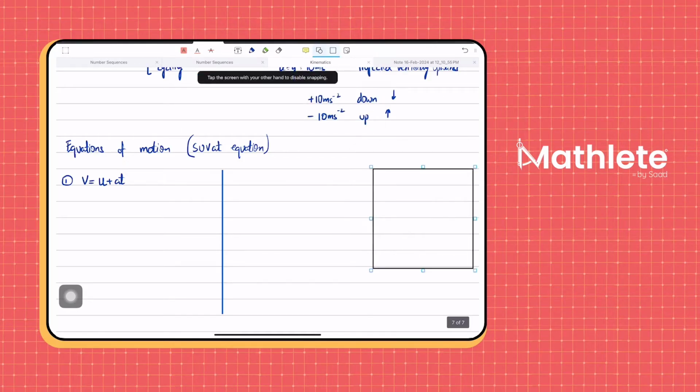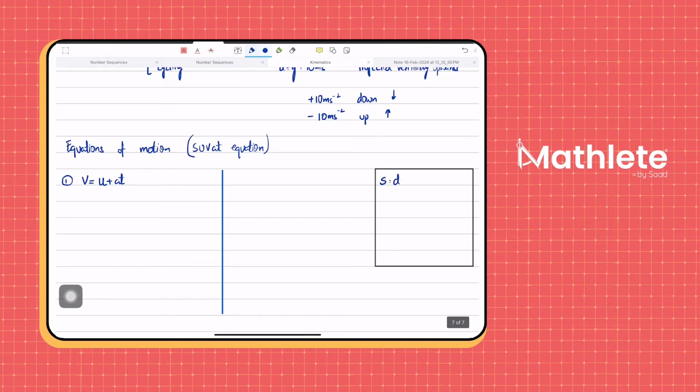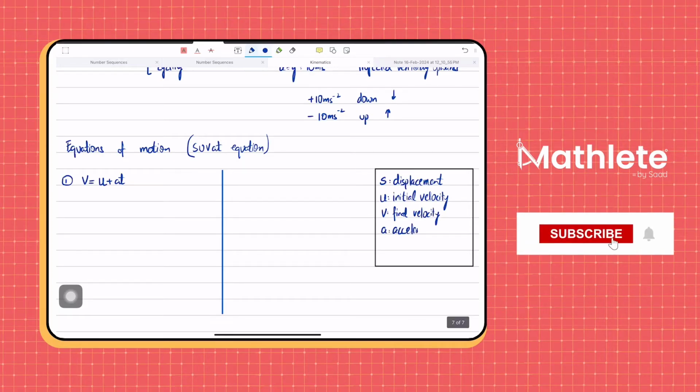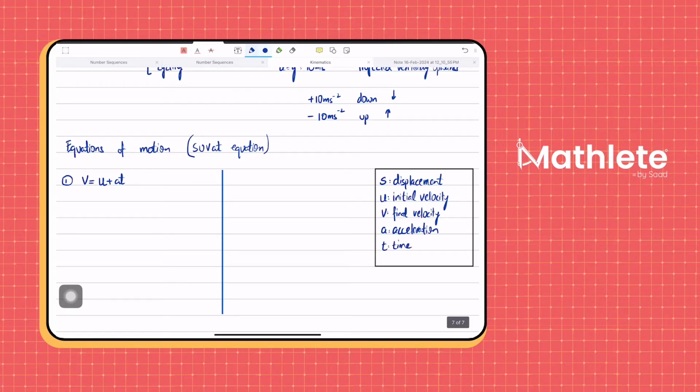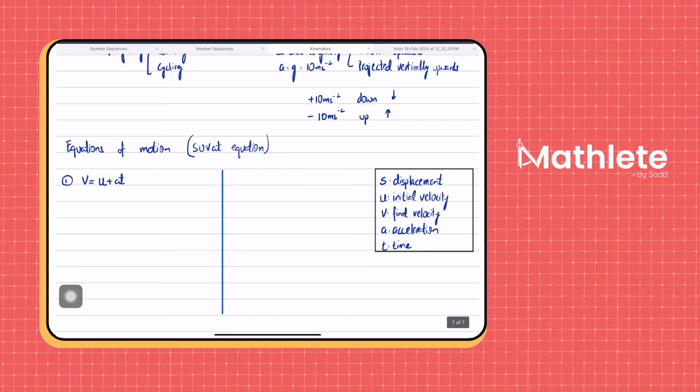So basically, in this side note, we'll write what each letter represents. S represents displacement. U represents the initial velocity. And V represents the final velocity. A represents acceleration, something you guys know already. And T represents time. Okay. So keep these things in mind.